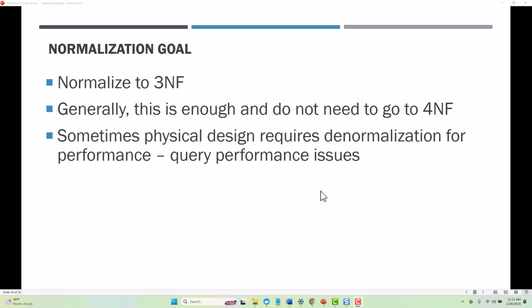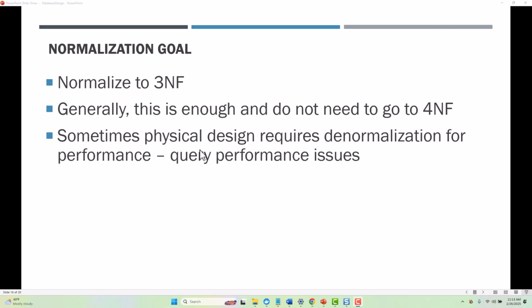Our goal is always going to be to normalize to 3NF. Generally, it's enough. We don't need to go to 4NF in a lot of cases. And in our physical design, once we get through with it, sometimes once we have done everything to 3NF, it seems perfect, and then we start having some query performance issues.